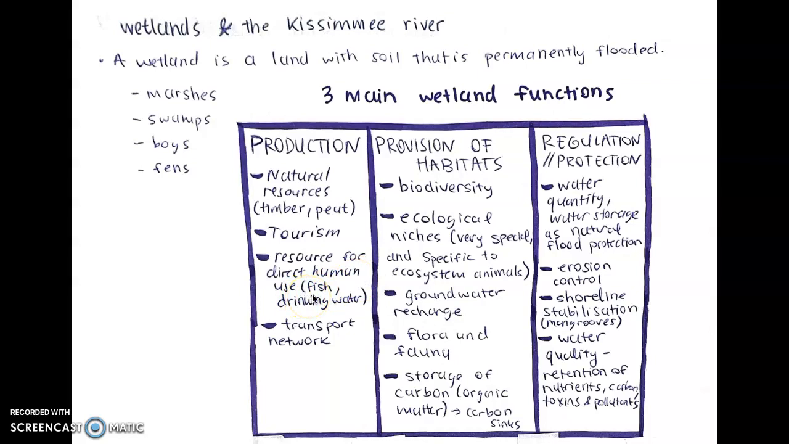So this is basically fish for eating, water for drinking, just the necessities of human life. And they're important as a transport network. They provide many natural waterways that people can move around easily. Provision of habitats. So they're very important for biodiversity and the flora and fauna. So they include many unique species and ecological niches.